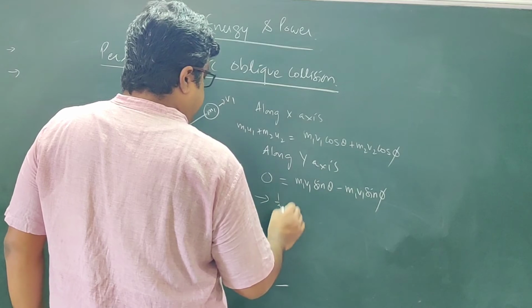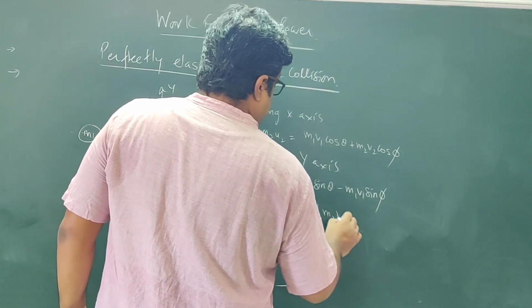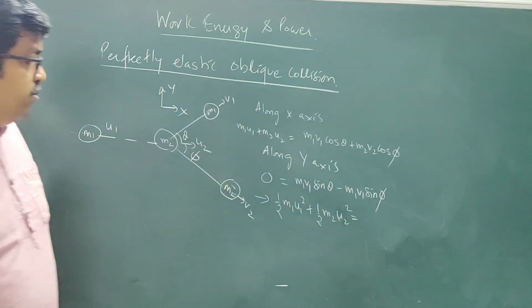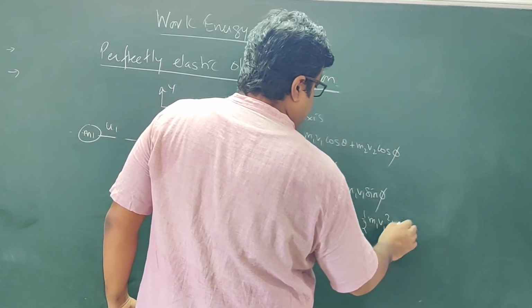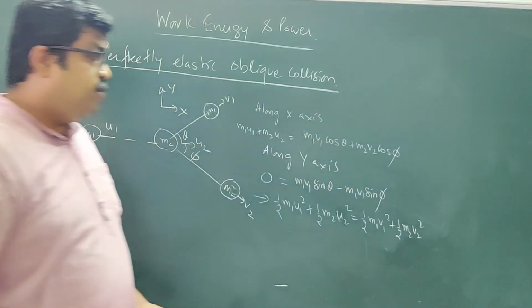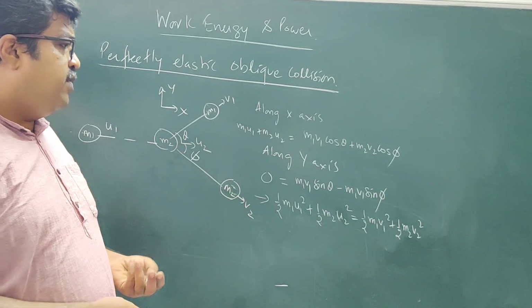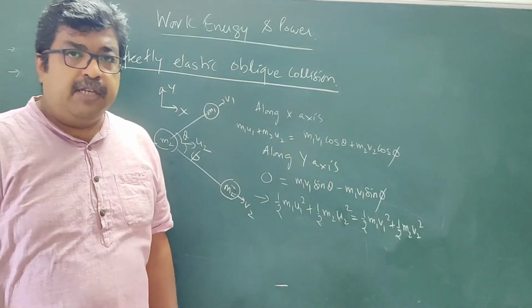So before collision, kinetic energy is half m1 u1 square plus half m2 u2 square. And after collision, what will be the kinetic energy? Half m1 v1 square plus half m2 v2 square. Okay, this is from conservation of kinetic energy. So there are a lot of variables here. So for solving such cases, you will be given some conditions.